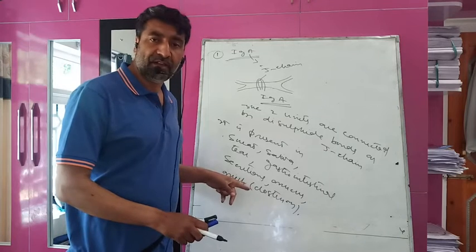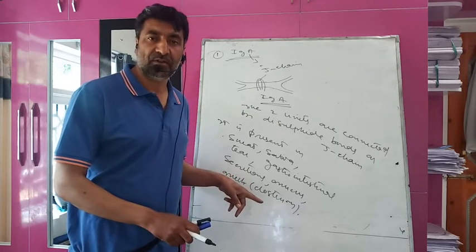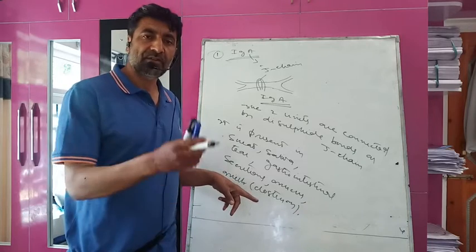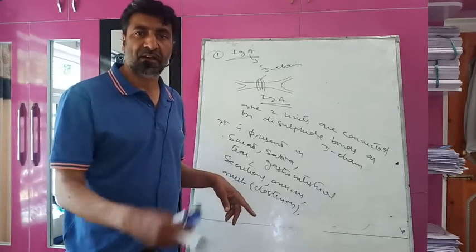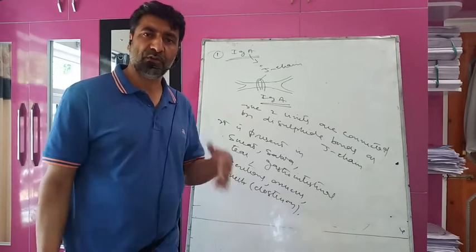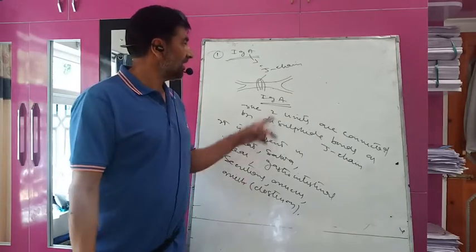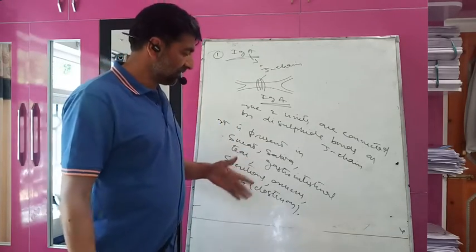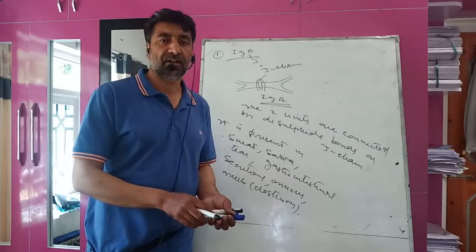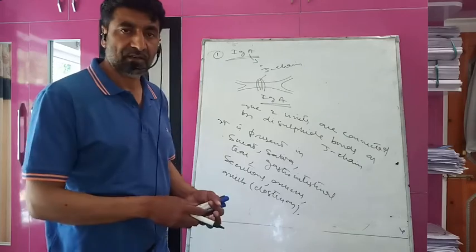Here is a question: which antibody is present in colostrum? Colostrum is the first milk produced after delivery. That is IgA antibody. IgA is the antibody present in milk or colostrum.